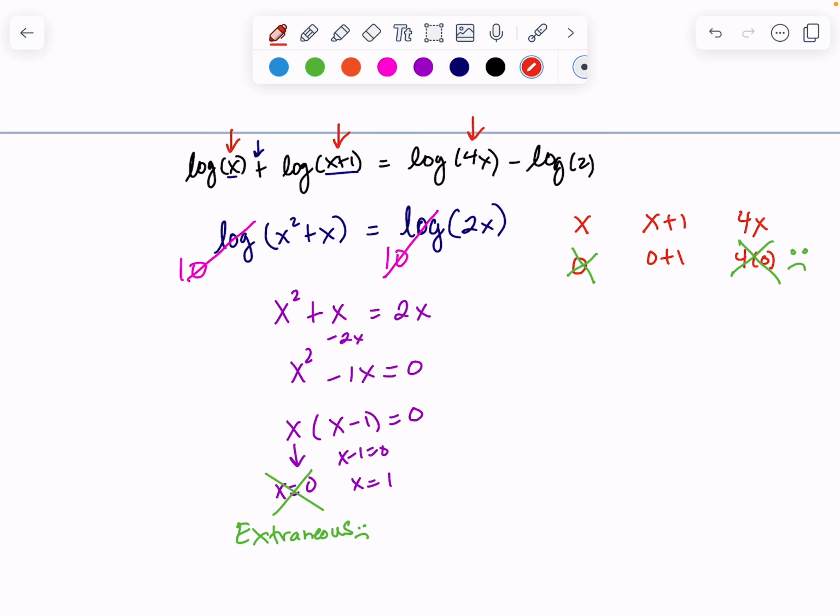I have to go and check the 1 now. So it's going to be 1, 1 plus 1, and 4 times 1. 1 is a positive number, so I'm good. 1 plus 1 is a positive number, so I'm good. 4 times 1 is a positive number, so I'm good. This is my final answer for this problem.